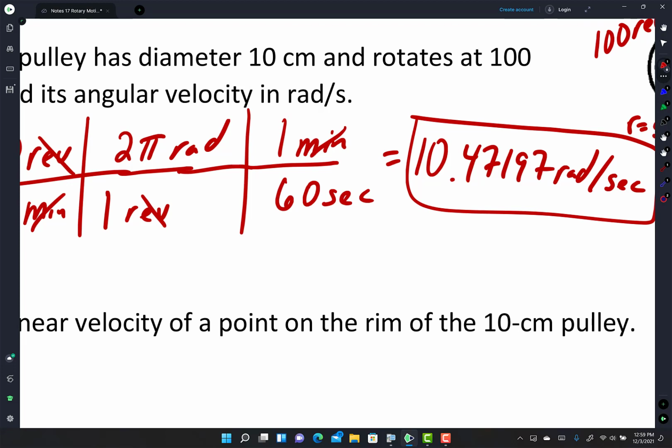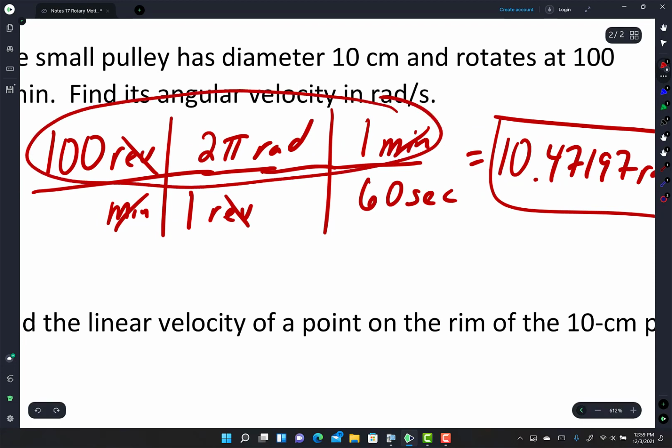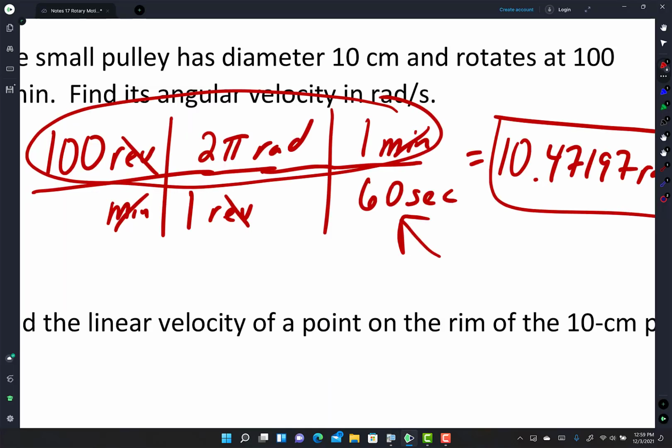What's up? Why didn't I do what? Oh, whatever I have in the top, I multiply, right? So 100 times 2 pi. And then whatever I have in the bottom is what I'm dividing by. So I just did 100 times 2 pi and then divide by 60. Did I answer your question? Because I don't know what the question was. Can you say it again? Yeah.